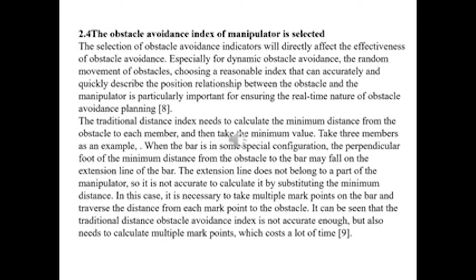The obstacle avoidance index of the manipulator is selected. The selection of obstacle avoidance indicators will directly affect the effectiveness of obstacle avoidance. Especially for dynamic obstacle avoidance, with the random movement of obstacles, choosing a reasonable index that can accurately and quickly describe the position relationship between the obstacle and the manipulator is particularly important for ensuring the real-time nature of obstacle avoidance planning.